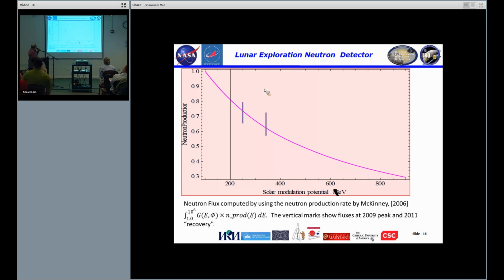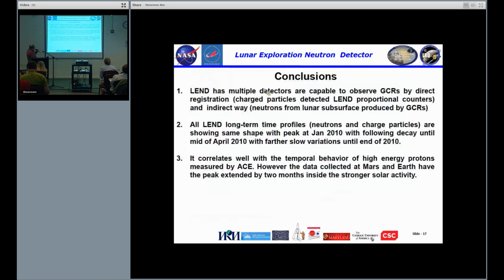This is the solar modulation potential, and this is the neutron production rate, normalized by its peak. The peak was at 250, and this is where it comes a year after the peak. The drop is about 15%, which is consistent with our observations.